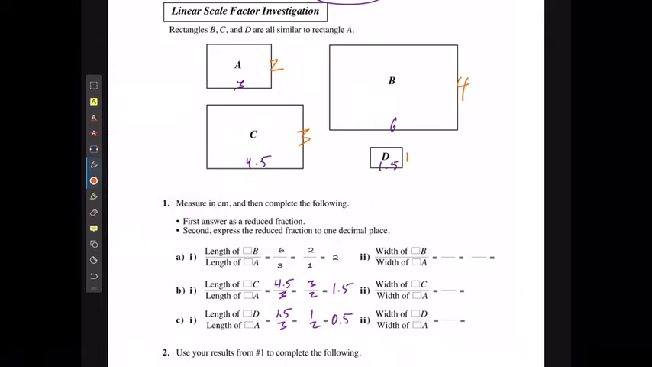If I'm doing the widths, well, the width of B is 4, the width of A is 2, the width of C is 3, and A is still 2, and the width of D is 1, and A is still 2. This would be the same as 2 over 1 or 2, 3 over 2 is 1.5, and 1 over 2 is 0.5.